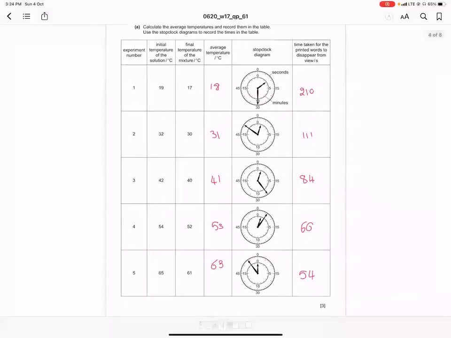The average temperature, you calculate the average by adding these two temperatures and dividing over 2, okay? It's like calculating the average in math. And here he wants the time in seconds, not in minutes. So you must multiply the minutes by 60. So here, for example, 2 minutes, you will multiply it by 60 and then add the 30 seconds. These are the readings, okay?